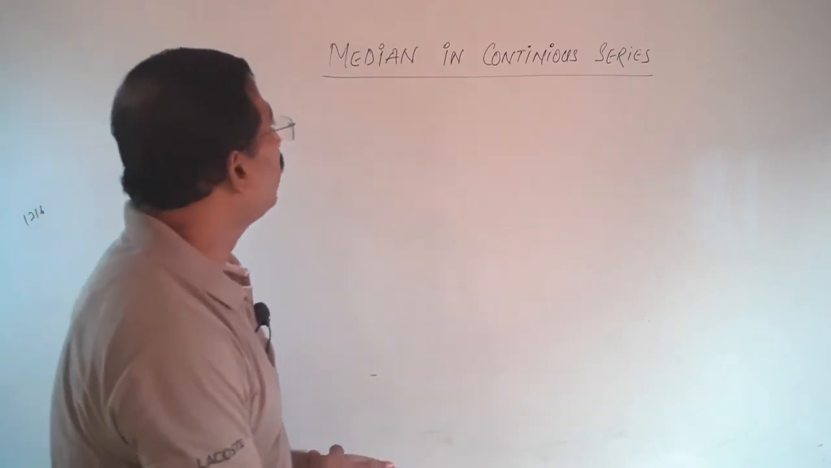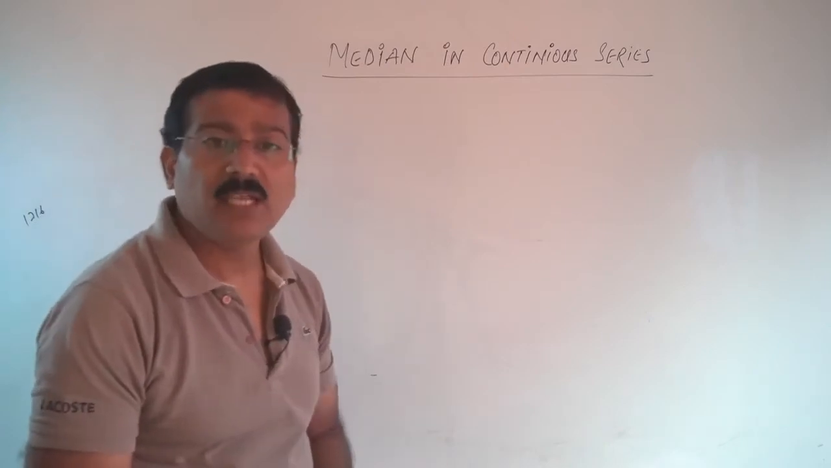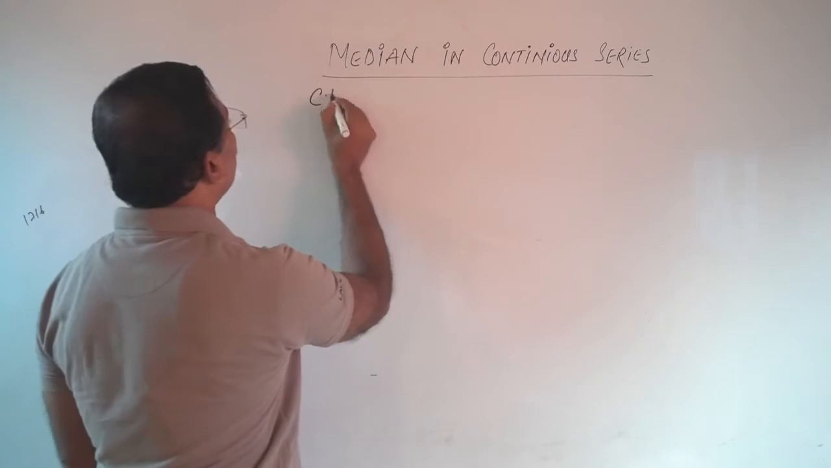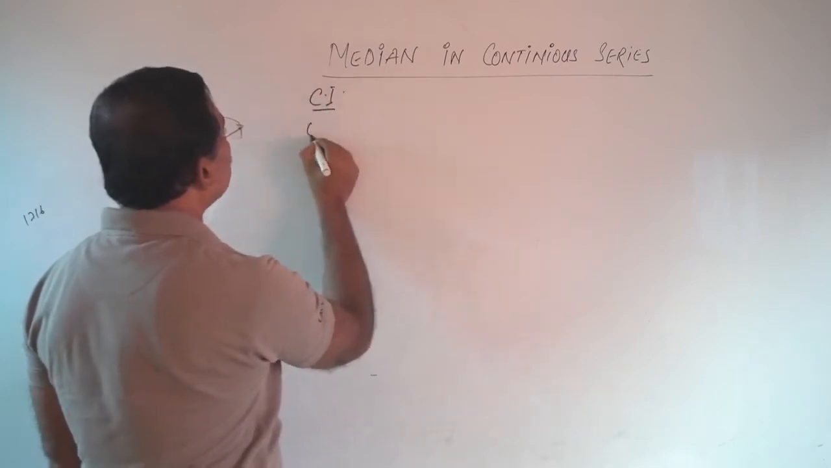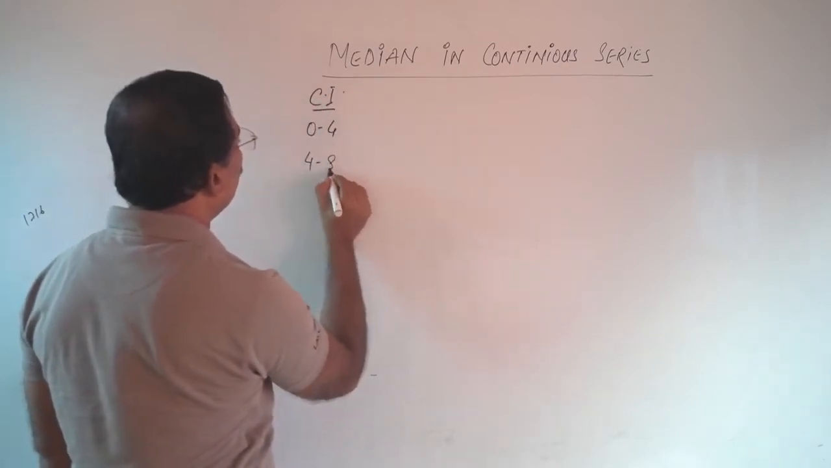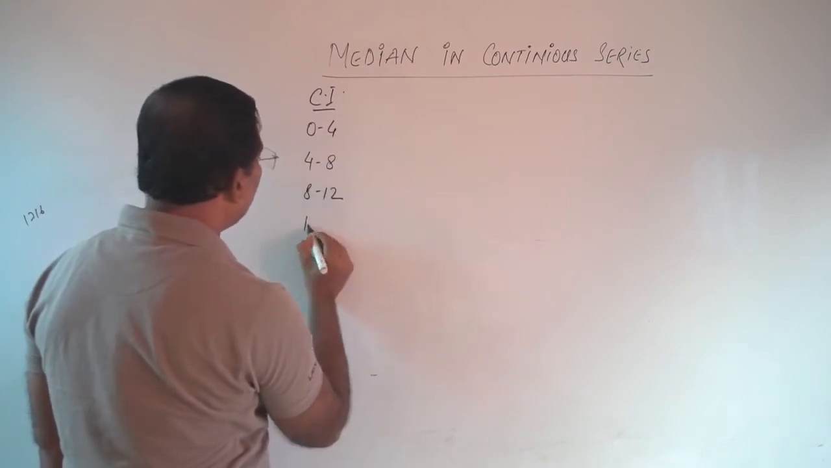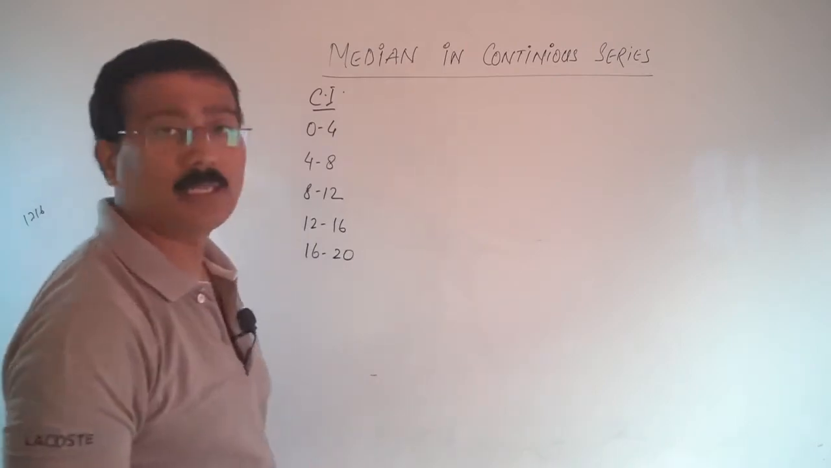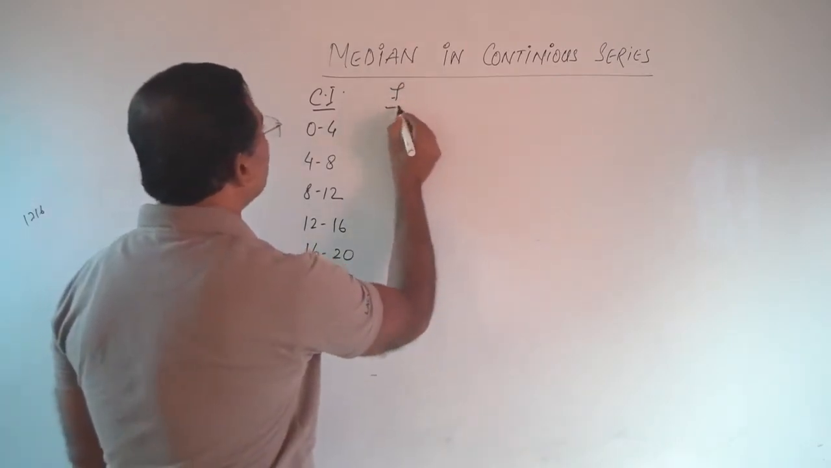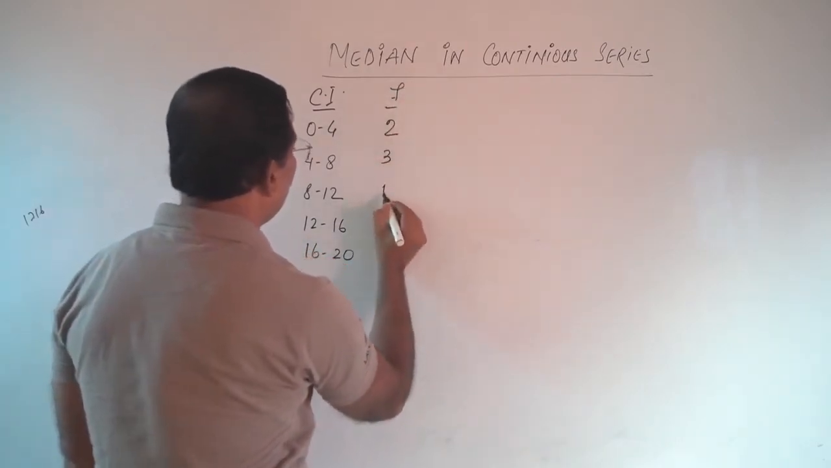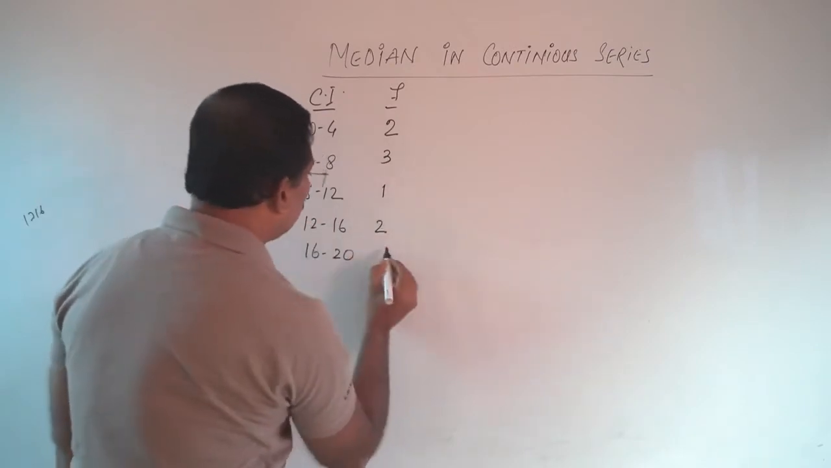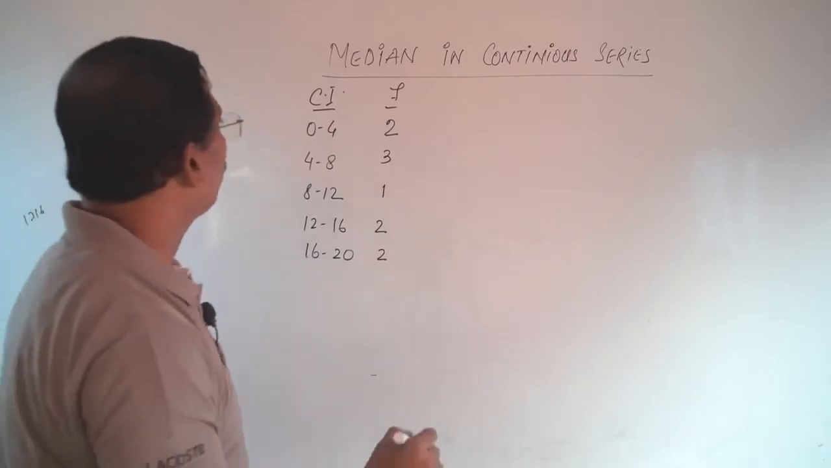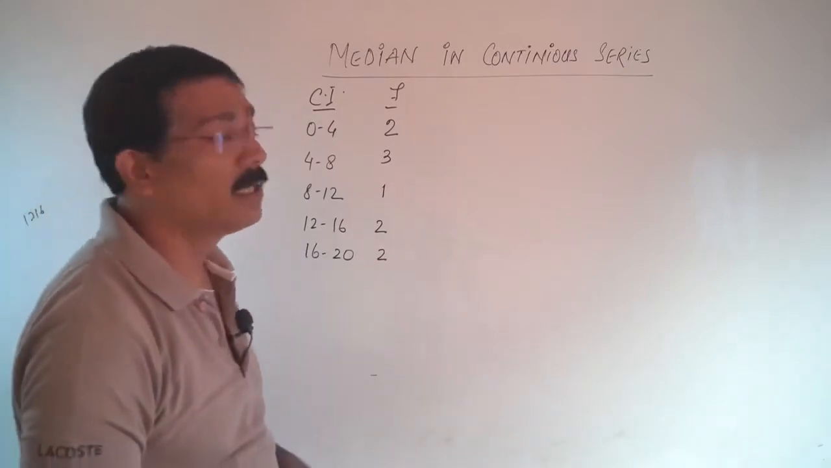Hello students, today I am going to start the median in continuous series. Median in continuous series, like class interval 0 to 4, 4 to 8, 8 to 12, 12 to 16 and 16 to 20, and the frequency is 2, 3, 1, 2, 2. Okay, this is a simple question.